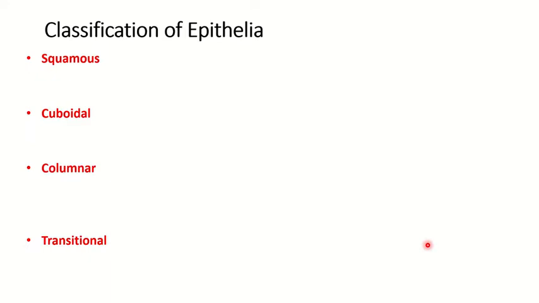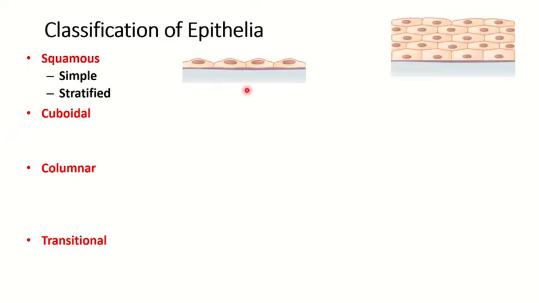Epithelial tissue is divided into squamous, cuboidal, columnar, and transitional. Some sources put the transitional as part of the columnar, but I think it should be a separate classification. If it is flat, because squamous means flat, and it's only one layer, this is called simple. And if it is multiple layers, still flat, this is called stratified.